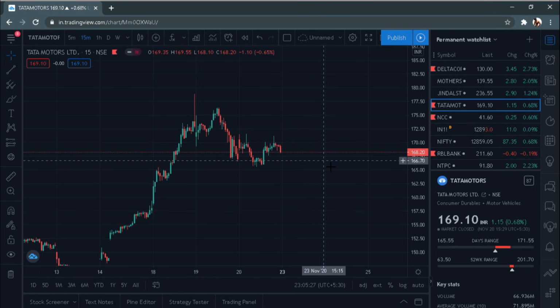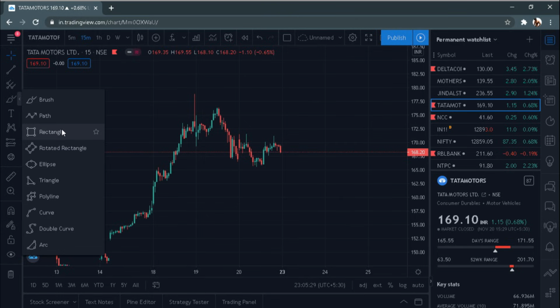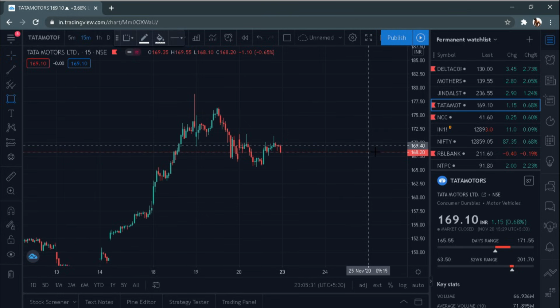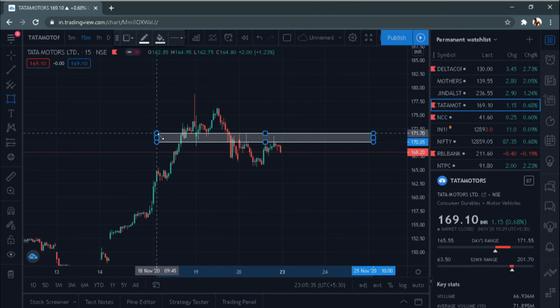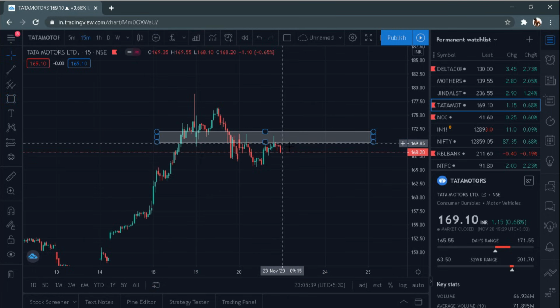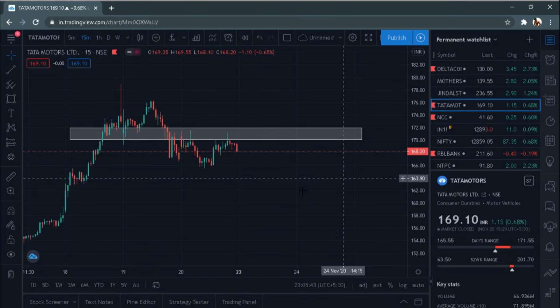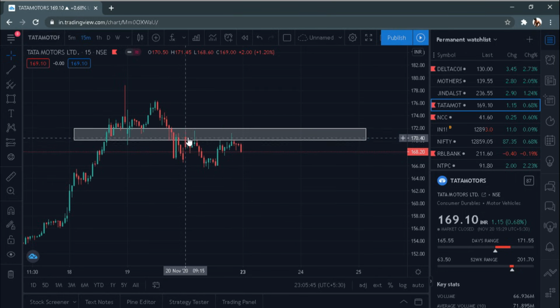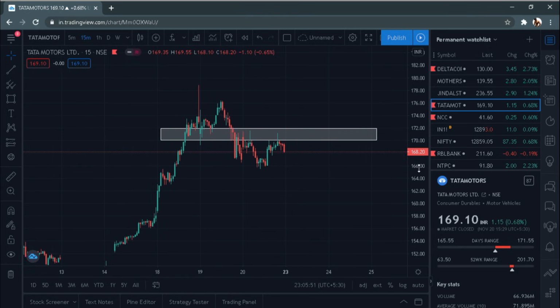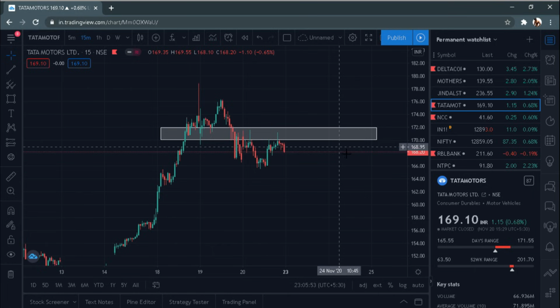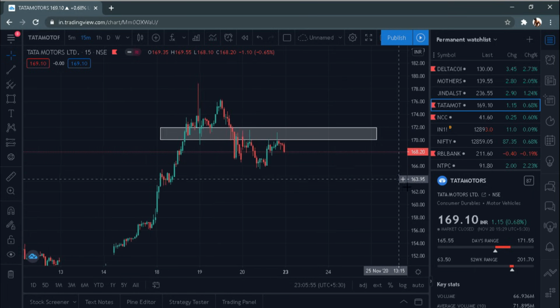Now we will mark the key support and resistance levels. You can see this area is giving very good resistance to Tata Motors. So 170 to 172 is a very good resistance zone currently for Tata Motors. You can see it has got maximum touches, and you can see the price rejection over here. Every time the price touches this zone, it gets rejected. So between 170 and 172 is a very good resistance zone for Tata Motors.